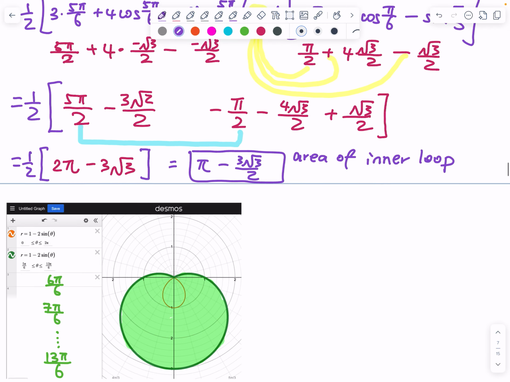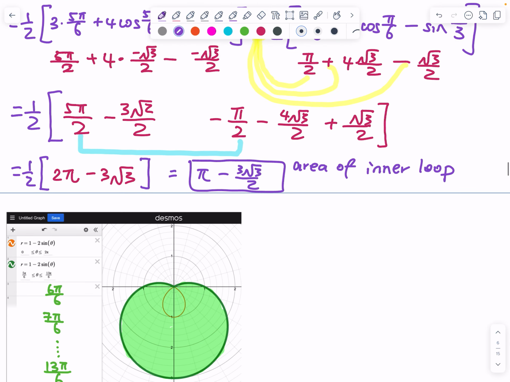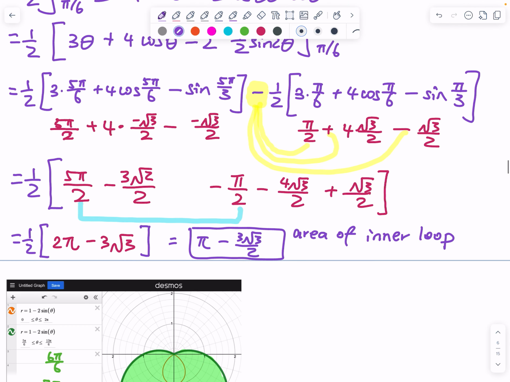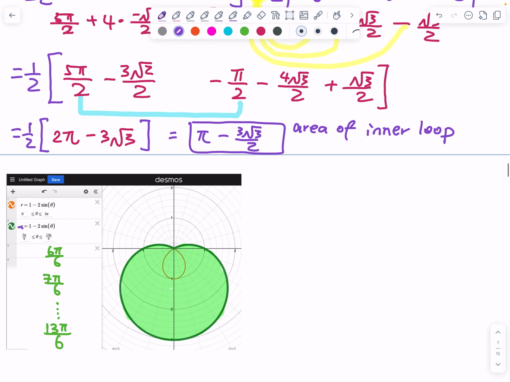Okay, let's find the green. Okay, we stop at pi over 6, right? And then we stop at 5 pi over 6. That is the upper limit. And then I keep moving. 6 pi over 6, 7 pi over 6. And then once I reach 13 pi over 6, I see the entire outer loop. And then that will be the area of the outer loop.